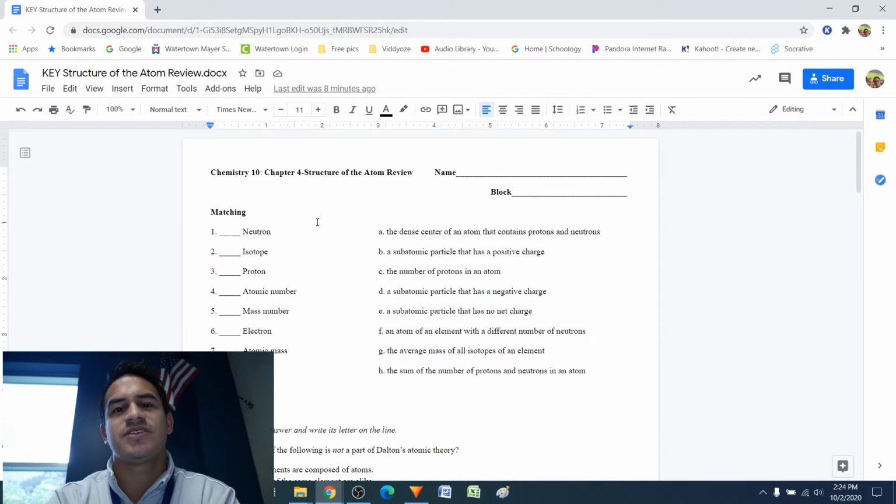So this chapter is on isotopes and a little bit of the history of the atom and where the structure of it came from. So we'll start with some matching here and some vocab. It says number 1, neutron. So we're going to match this up with the proper terminology.